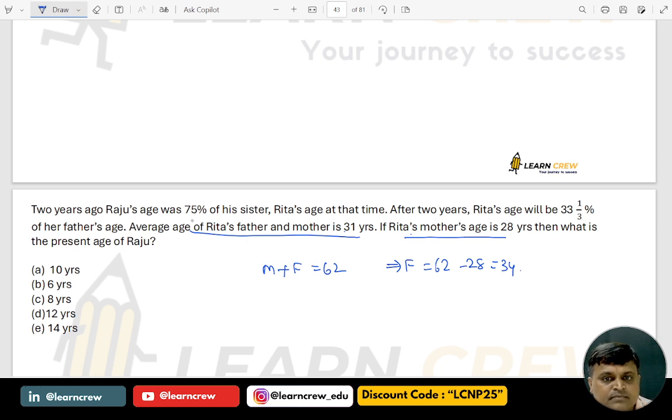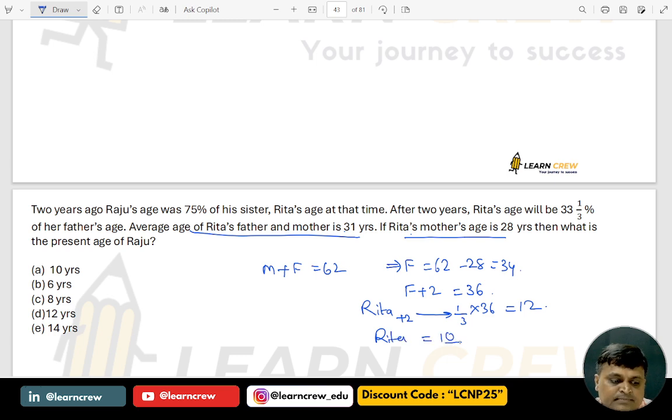What is given here? After 2 years, Rita's age will be 33 1/3% of her father's age. So father's age after 2 years should be 36. Rita after 2 years would be 33 1/3 percent, which means 1/3 of 36, which is 12. So Rita's present age would be 10.